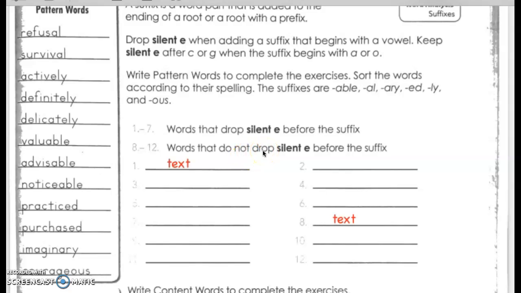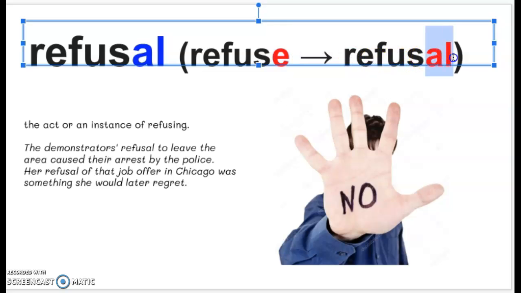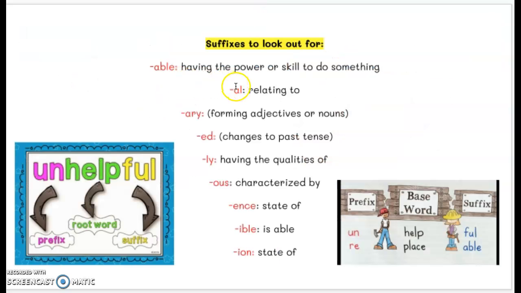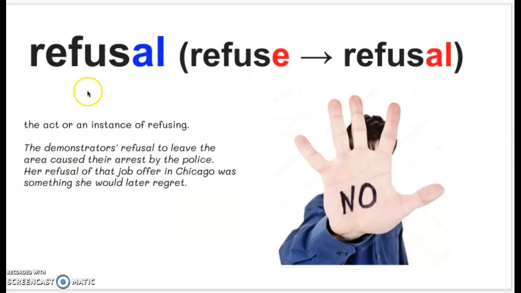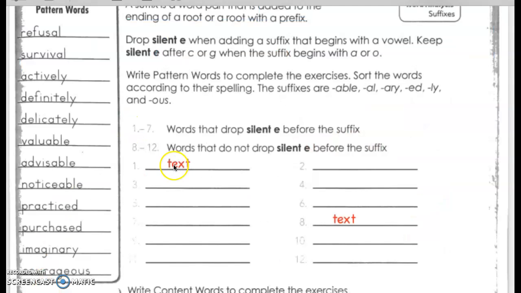How do we do this? If you look at the words itself, you might be able to tell which word it originates from. Or of course, you can just look at the PowerPoint. For example, refusal drops the silent E. The suffix is al, relating to. So this would belong in the first category that drops the silent E, because do you see an E here? Nope. Relating to the act of refusing something, of saying no. So we're going to write refusal in number 1.